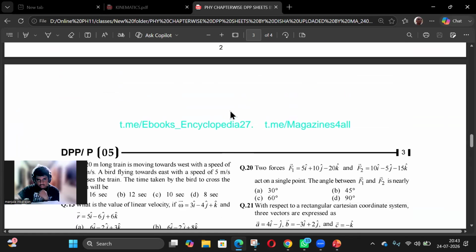So the marks have come for the previous test. How much? They have sent 157 out of 180. Out of 720, like 500 something. Why less?